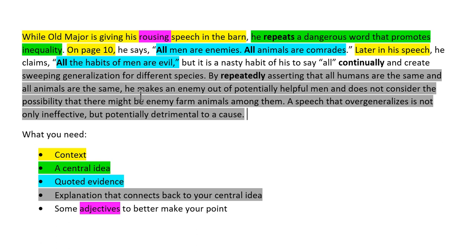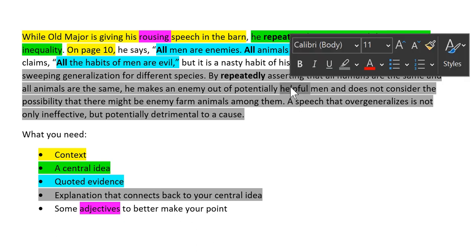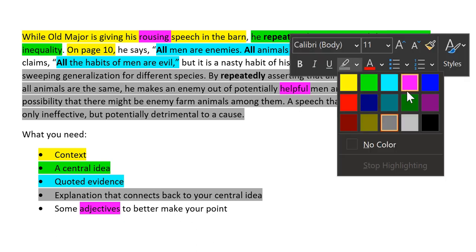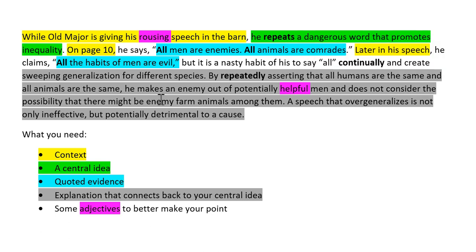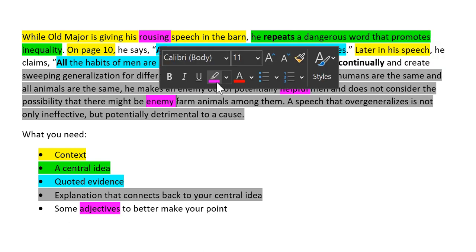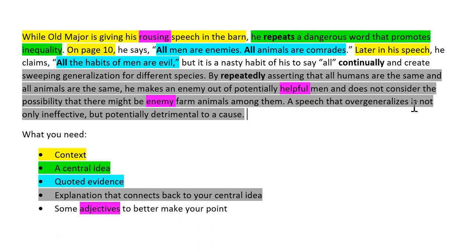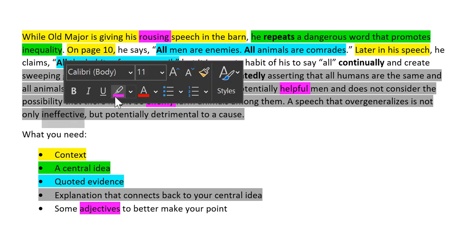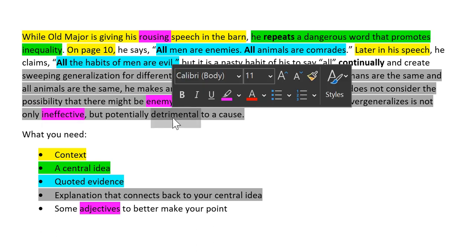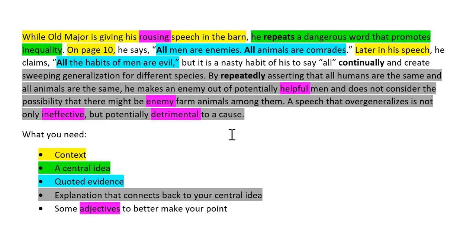I'm going to go through here and I'm going to highlight all my adjectives just to point out these adjectives that are like helping me make my point better. So helpful men, enemy farm animals, speech that overgeneralizes is not only ineffective but potentially detrimental. So these describing words that are helping me like push my point further. So as you're writing this analysis, just focus on like using more describing words and specific to what you are trying to say.